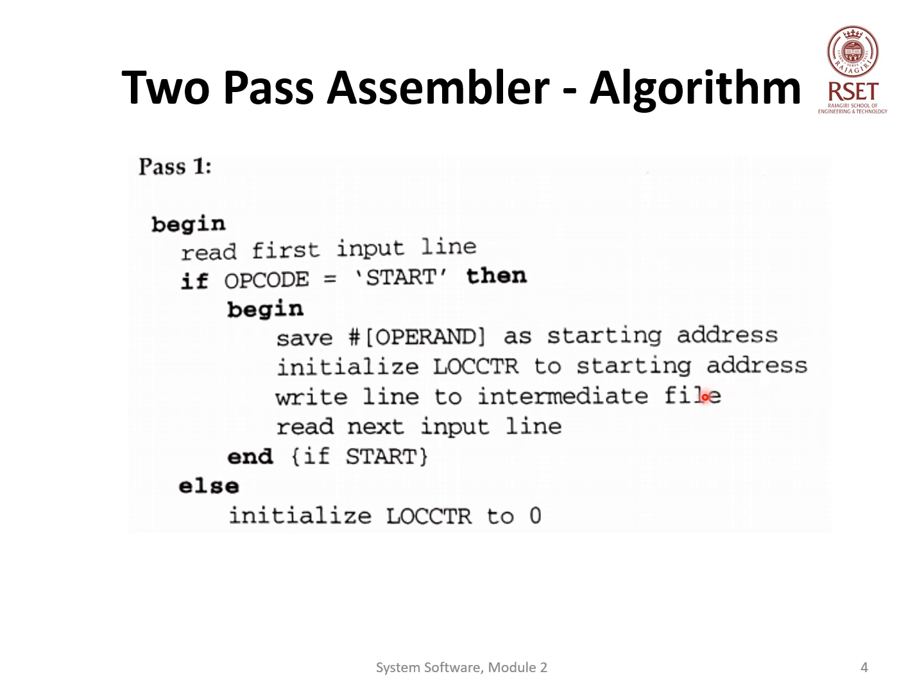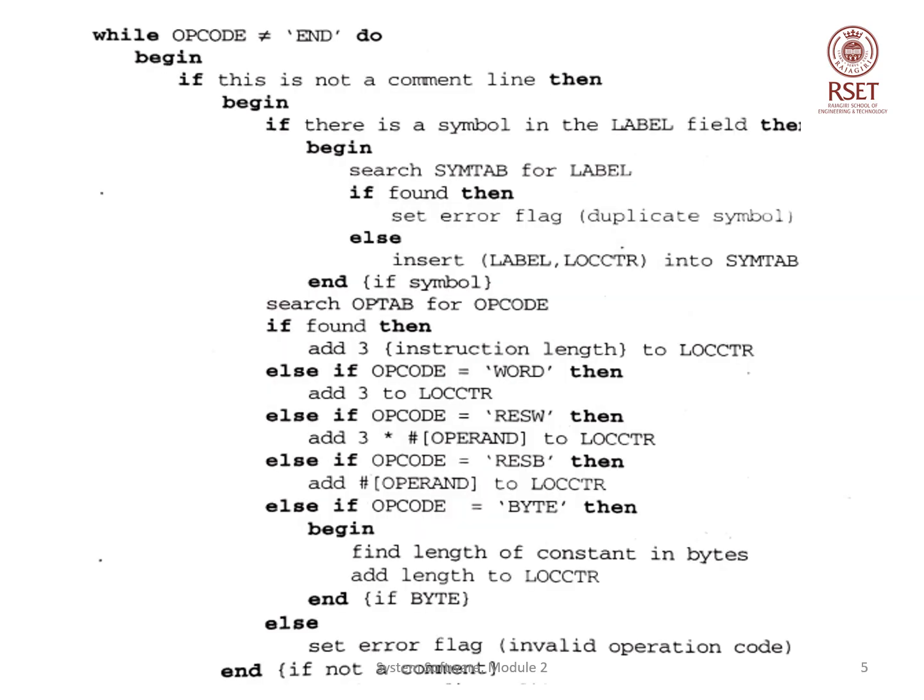Now write the line to the intermediate file and read the next input line. Now that you have got the starting address, you have nothing else to do with the START statement. You can simply write it into the intermediate file and read the next input line. Now what if the START directive does not have an operand next to it? Then you can initialize the location counter to 0, meaning the default starting address is 0. We are done with the START assembler directive.